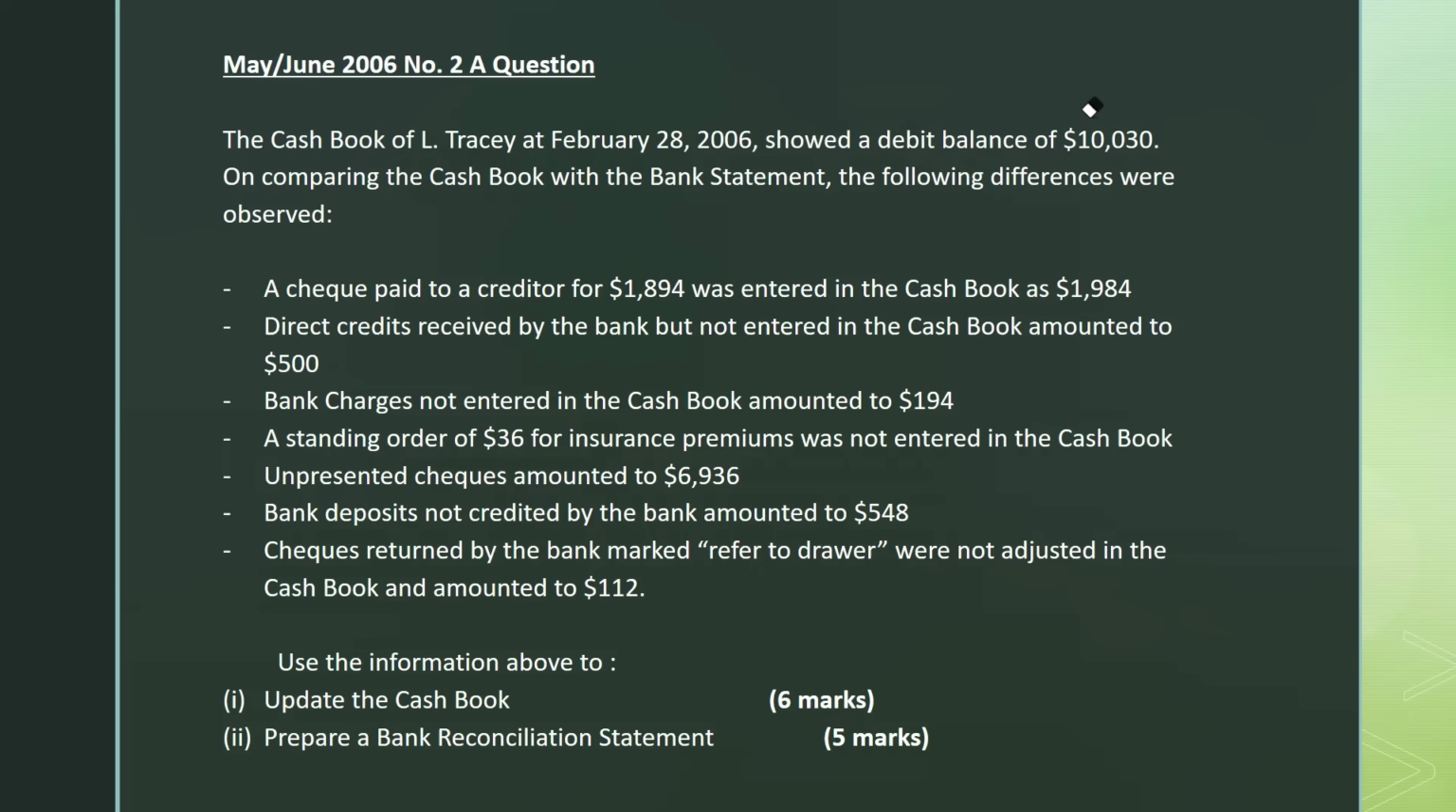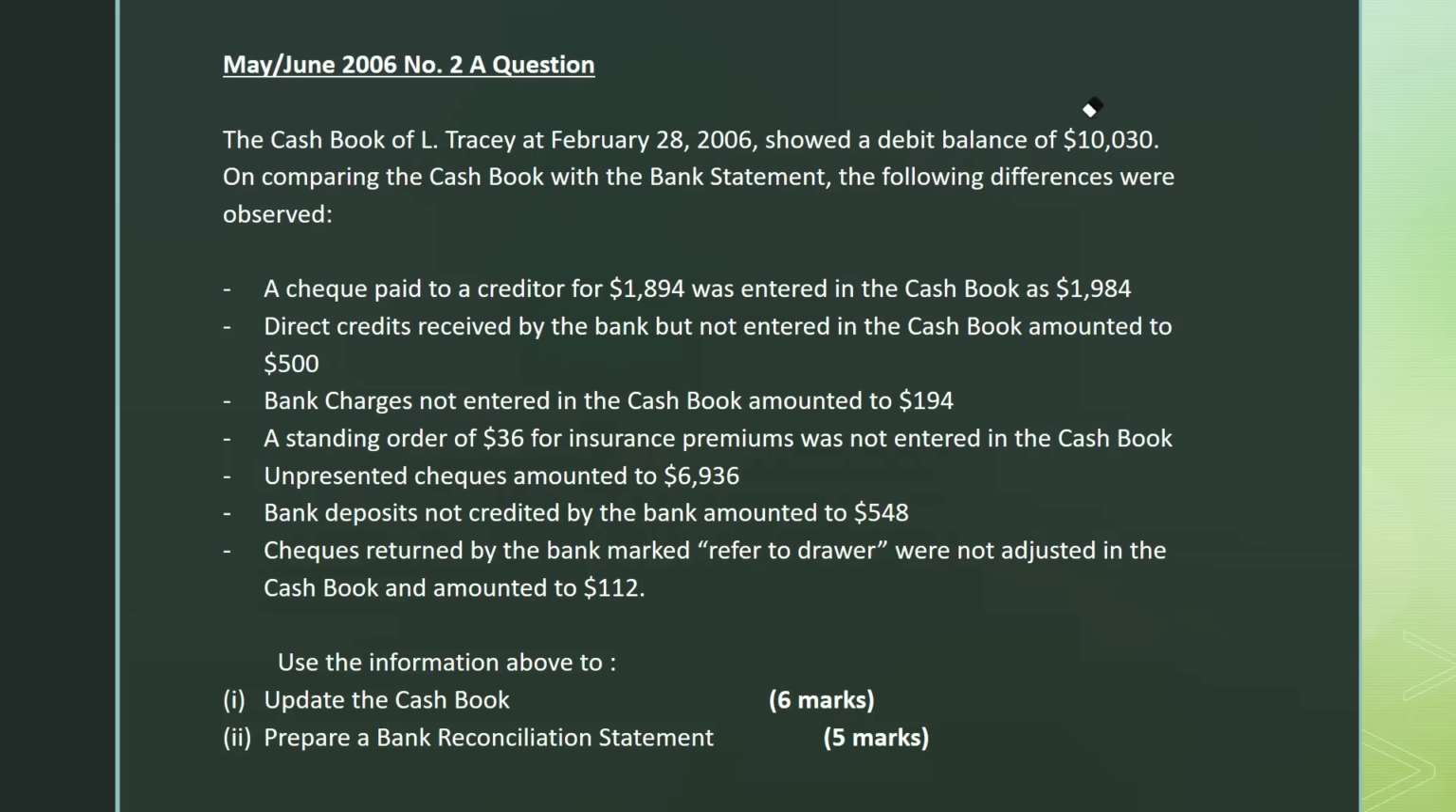Let us first go through each of these, and we're going to say one, whether it would go in the revised cash book or the updated cash book or not, and two, if it's going on the debit side or the credit side. So the first one, a check paid to a creditor of 1894 was entered in the cash book as 1984. That is an error in the cash book. So since it's an error that we made, do we have to correct it in our revised cash book? Yes. So let's see if we could correct this.